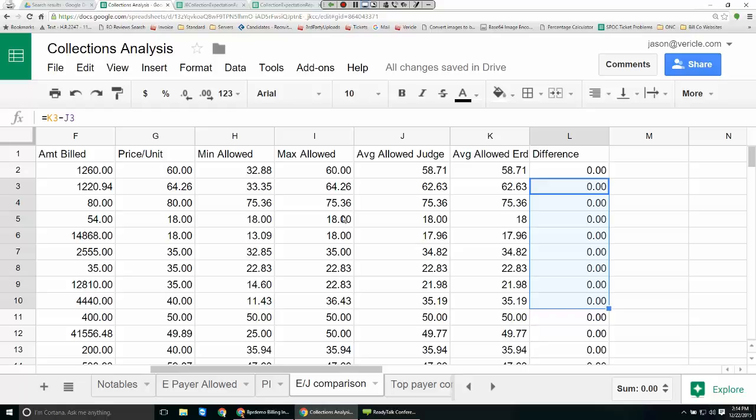I have to compare column J to column K and make sure that both allowed amounts are for the same payer, either in or out of network. I have to know whether or not, as a provider, I'm getting paid the right amount per visit. I can't do a comparison to someone who's in network to someone who's out of network, because if they're not accepting an allowed amount, you're not going to get an accurate comparison.